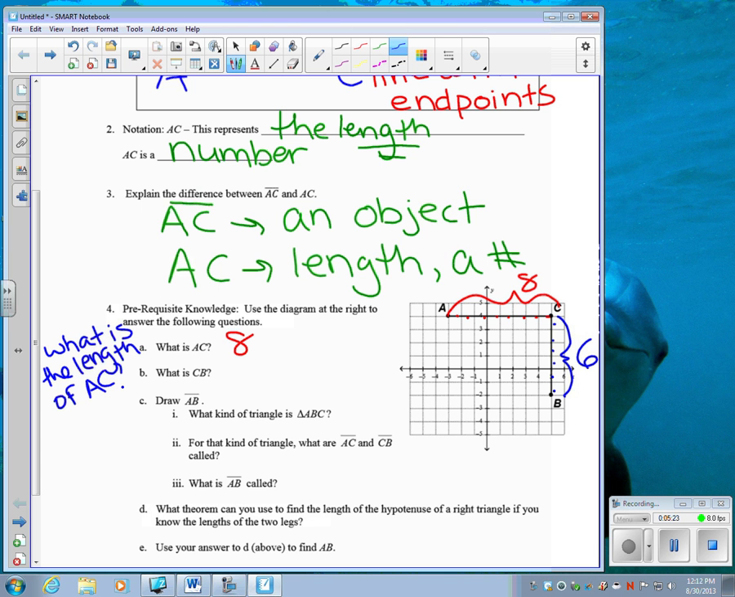All right, the next part asks us to draw line segment AB. So we're just going to use our straight edge at home, and we are going to connect those 2 points. I'm going to go ahead and use my line segment tool, and I'm going to connect my 2 points to make sure it's as straight as I possibly can get it. Perfect.